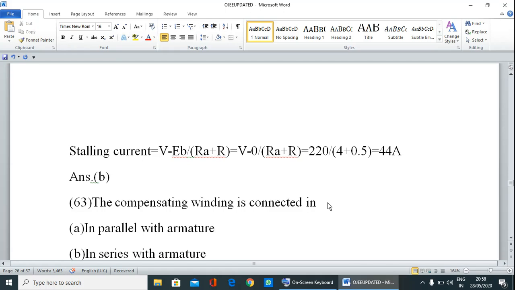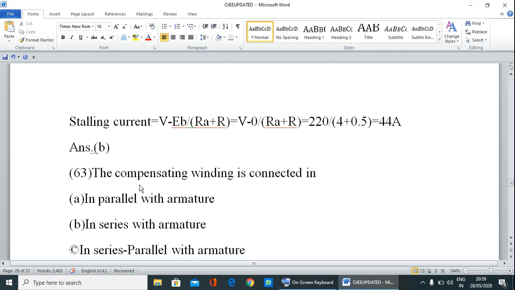So this is also a very simple problem, but it looks very complicated. You just have to understand or remember this simple formula.